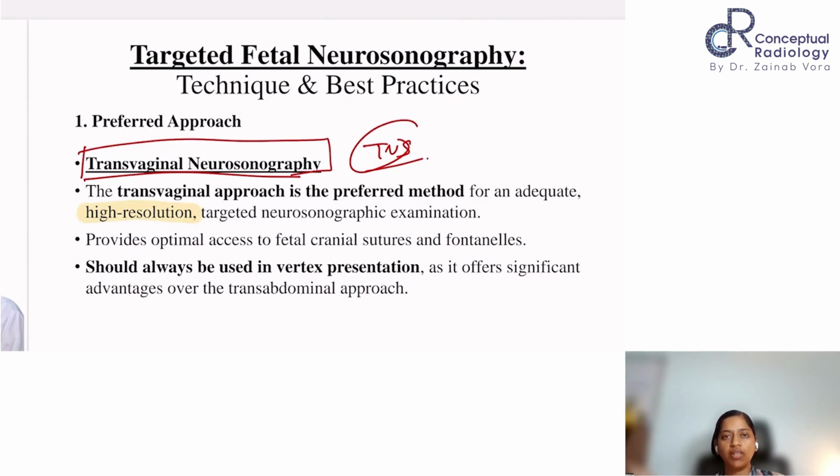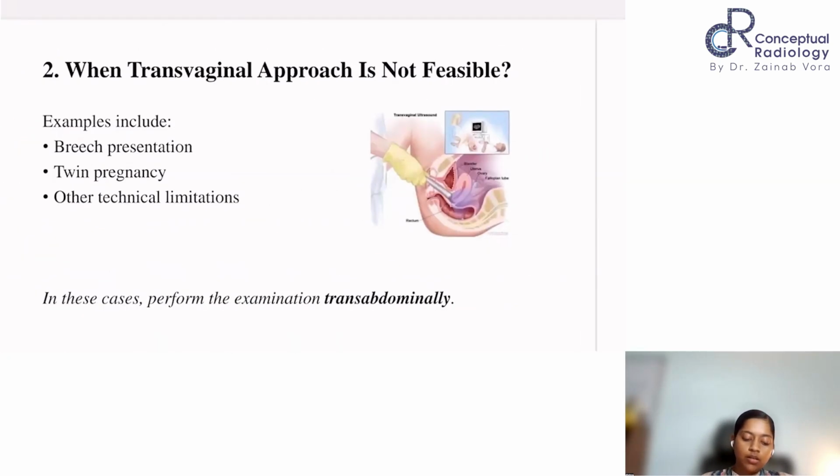When you are doing a TVS scan, you know that the footprint is small, so you have better maneuverability, and you get access to fetal cranial sutures and fontanelles through that small footprint. It should always be used if your fetus is in vertex presentation, because you have multiple advantages in TVS over TAS. In certain situations, like if the baby is breech or you have a complex presentation, for example in twin pregnancy, there's less space so the baby does not move, or any technical limitation does not let you perform TVS, in such cases you go for transabdominal scan.